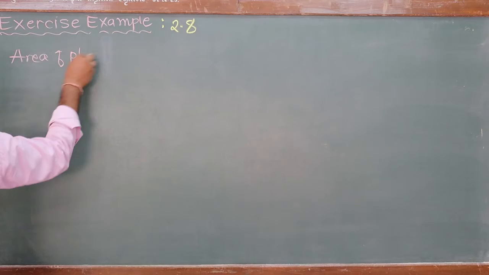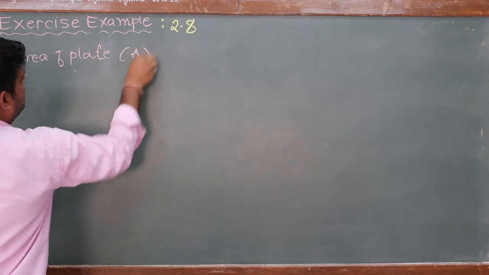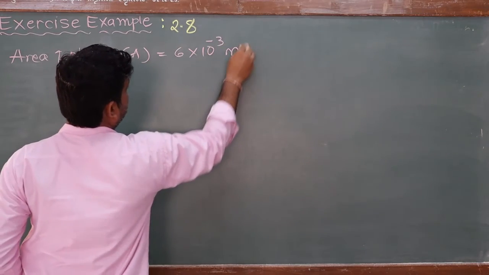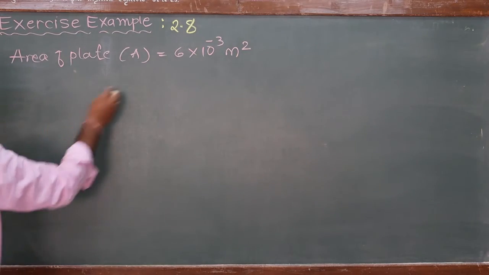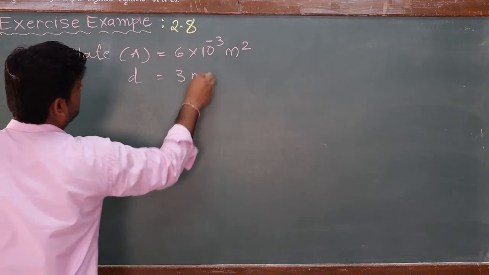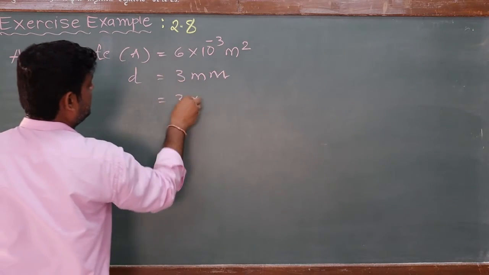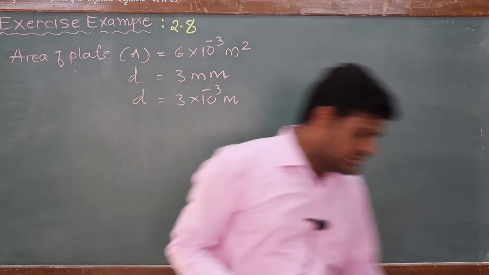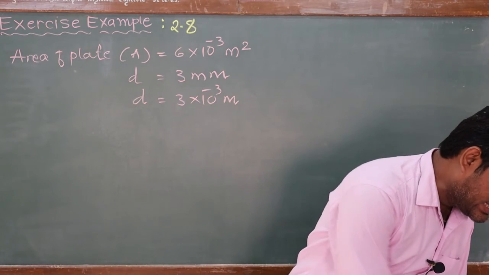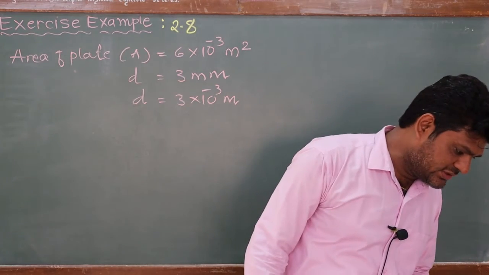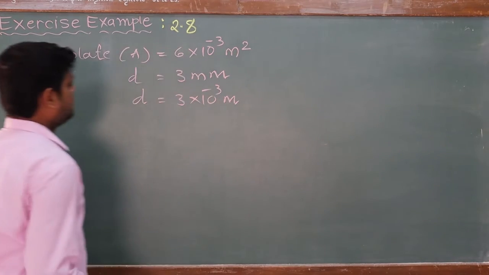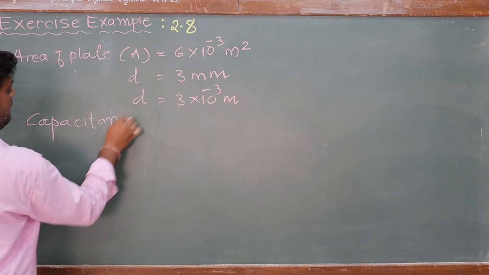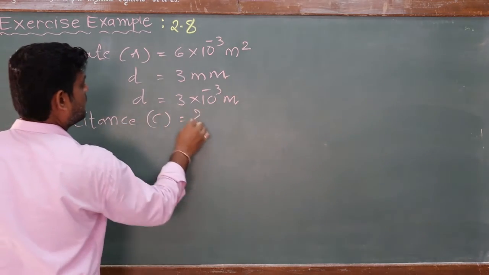Area of plate A equal to 6 into 10 to the power minus 3 meter square. Distance between the two plates, that is D equal to 3 millimeter, 3 into 10 to the power minus 3 meter. D is given. Next line: calculate the capacitance of the capacitor. C equal to question mark.